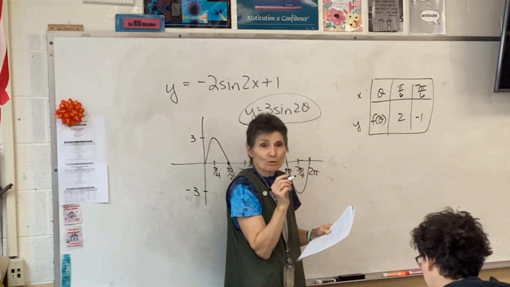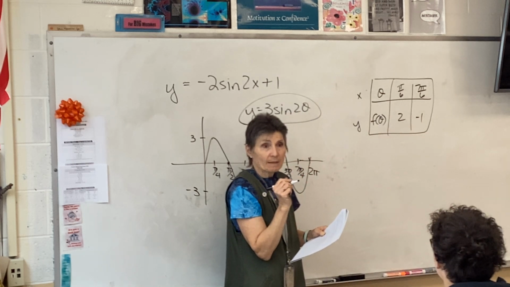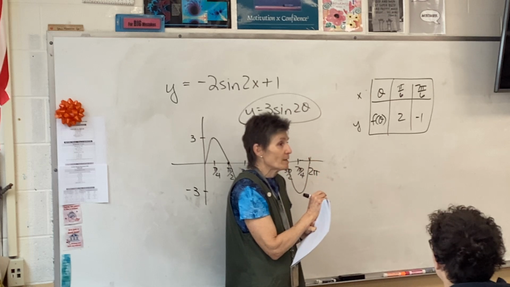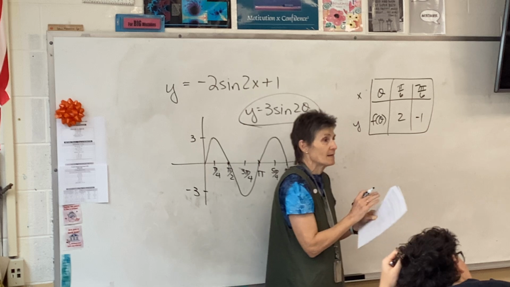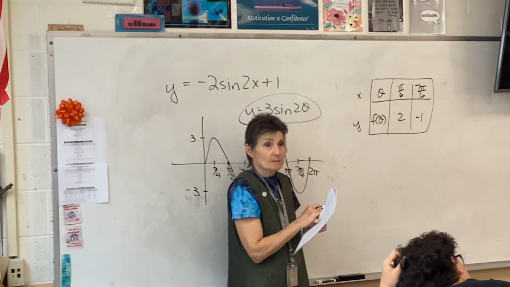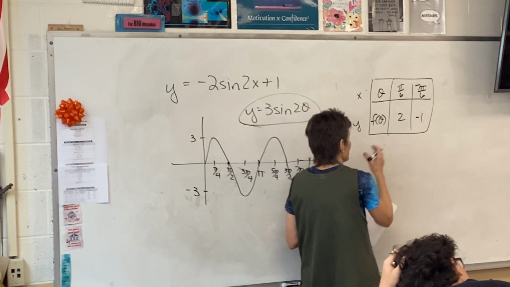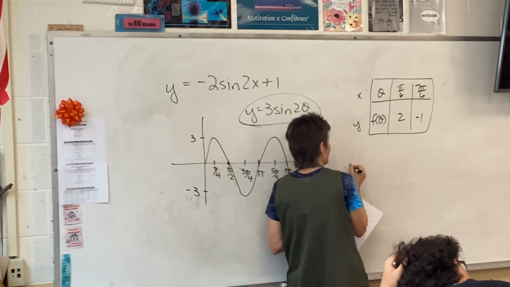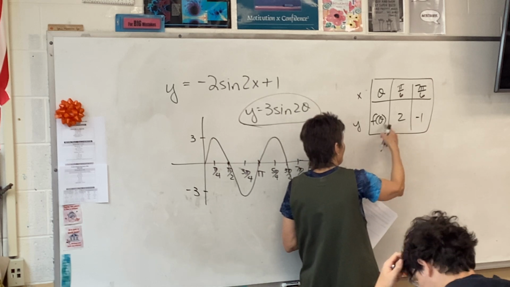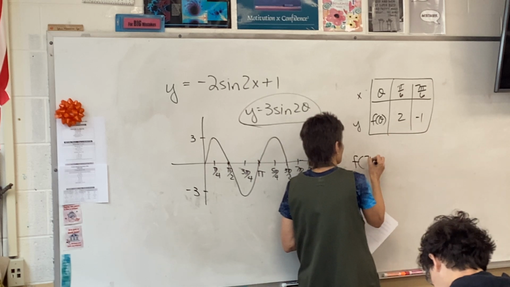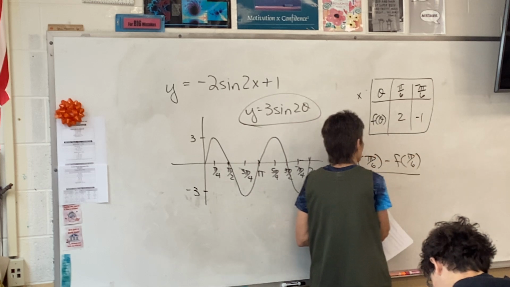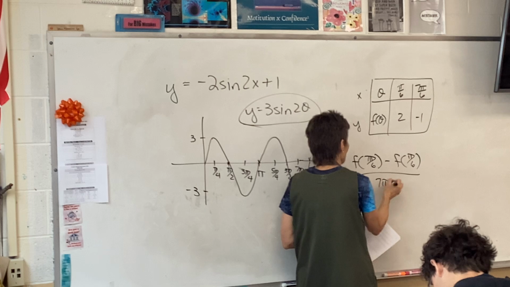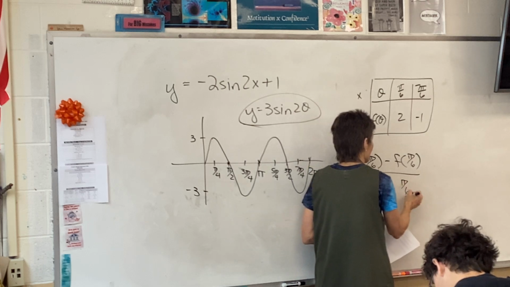We're gonna find the average rate of change. Okay, step one, find the average rate of change, which by the way is equivalent, same thing as slope, right? Slope. So we're gonna find the average rate of change or the slope. So we're gonna take f of 7 pi over 6 minus f of pi over 6 and divide that by 7 pi over 6 minus pi over 6.